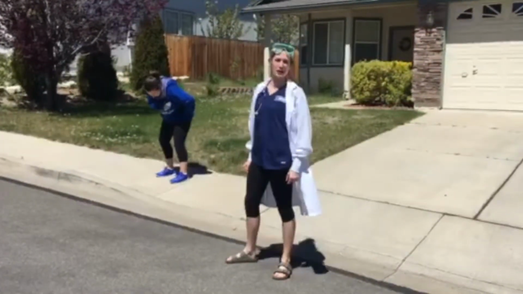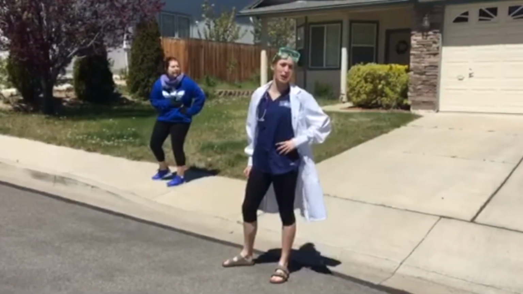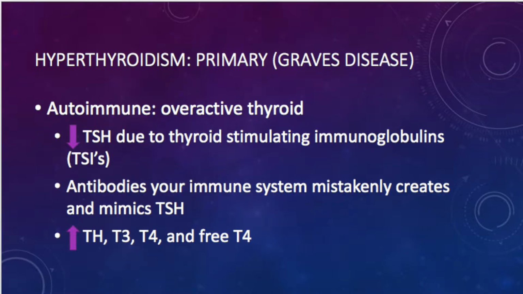We've gone over hypothyroidism, let's take a look at hyperthyroidism. Hyperthyroidism is caused by overactive function of the thyroid. There is a decrease in TSH due to thyroid-stimulating immunoglobulins, which are antibodies your immune system mistakenly creates and mimics TSH. This causes an increase in T3, T4, and free T4.